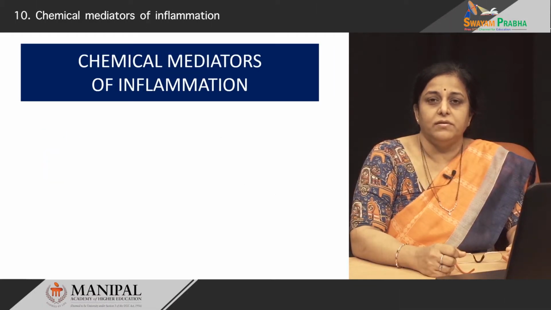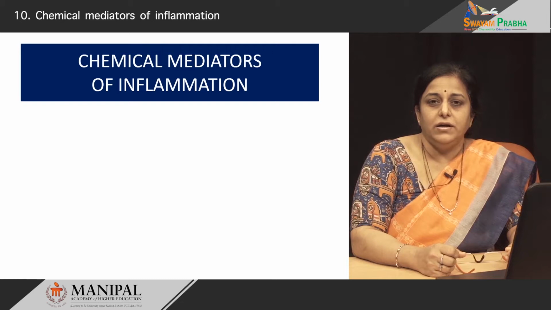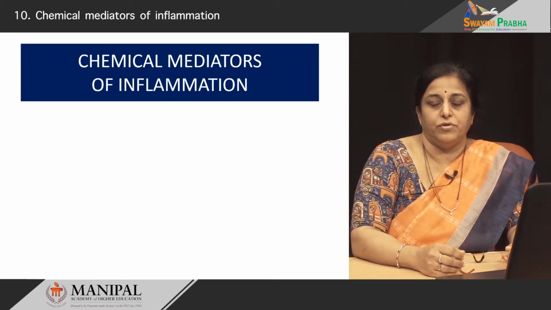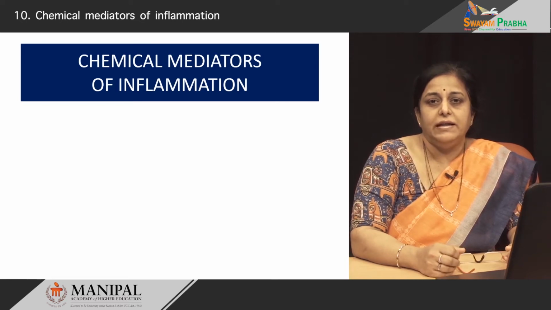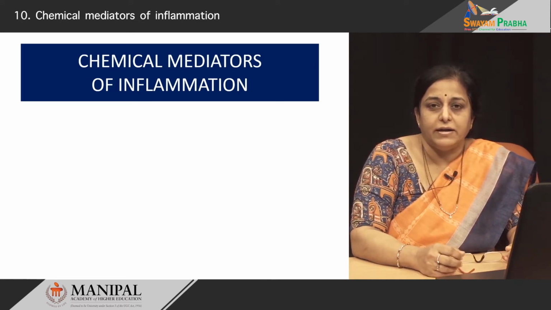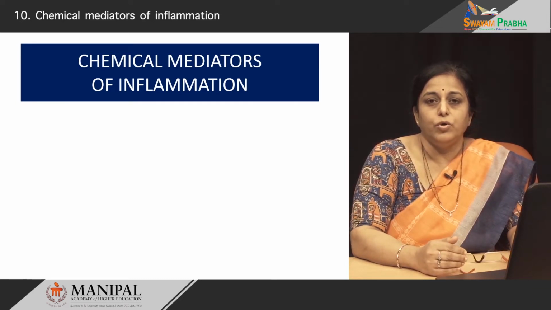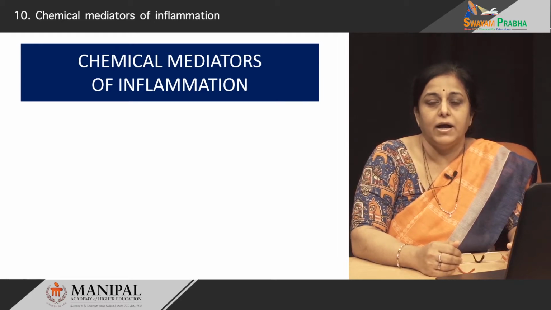Good morning, dear students. We were learning about the chemical mediators of inflammation in the last class. So, we learned that chemical mediators are substances that initiate or regulate the inflammatory response. They could be either cell-derived or plasma-derived. We learned some of the cell-derived mediators in the last class, which are vasoactive amines like histamine, serotonin. We also learnt about arachidonic acid metabolites, which give rise to two pathways producing important chemical mediators like prostaglandins and leukotrienes. So, we will continue and learn about some more of these cell-derived and plasma-derived chemical mediators in today's class.